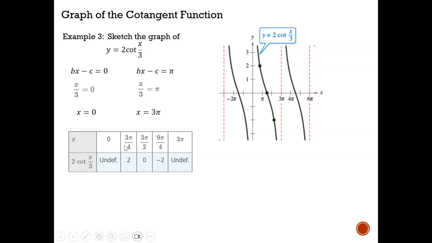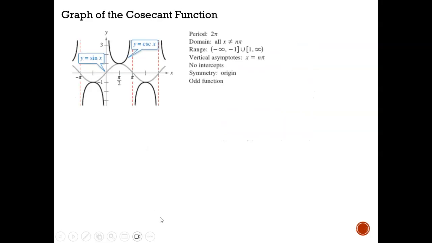And again, we do the same process as before. At 0 and at 3 pi, it's undefined, because there are asymptotes. So if we plug in here 3 pi over 4, I believe 3 pi over 4 is going to give us, let me go back.